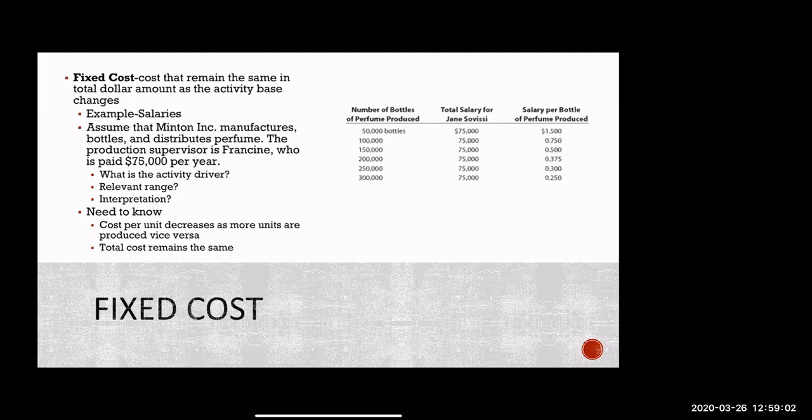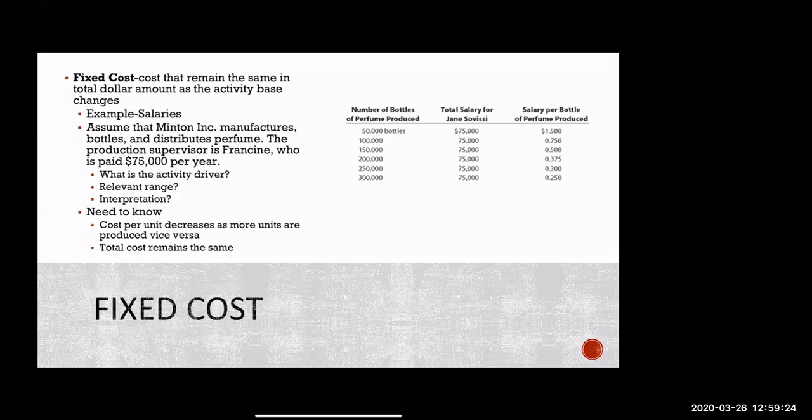So it says assume that Menton manufactures bottles and distributes perfume. The production supervisor is Francine or Jane, you can call her whoever you want. And Francine or Jane is paid $75,000 per year, right?